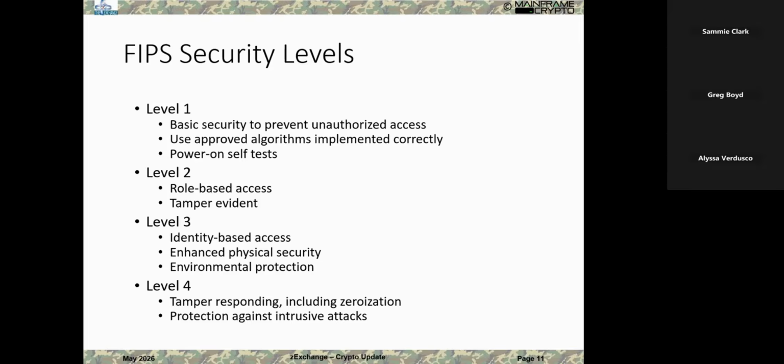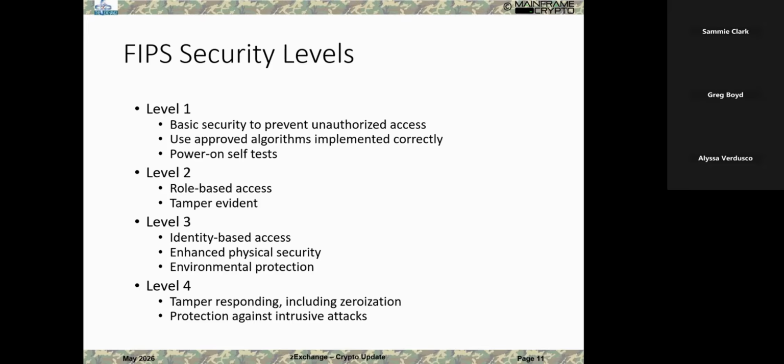Similarly, there's a standard for AES, there's a standard for RSA, there's a standard for ECC. You've got to be using those approved algorithms, and they have to be implemented according to the algorithm specifications. At level 2, we add in role-based access. You have to authenticate and say, yeah, I have the authority to do this. Level 3 takes it up a step farther. Now you've got to have an ID assigned that has the role. There's also some additional physical security requirements.